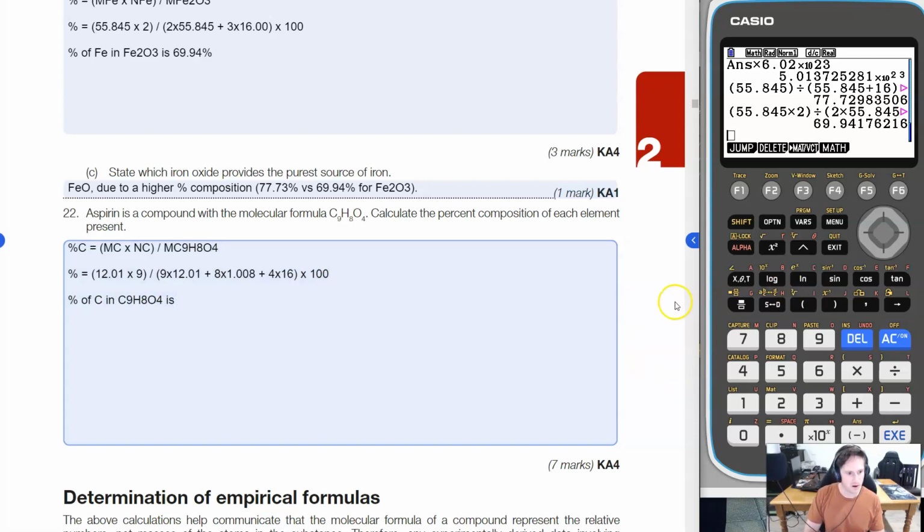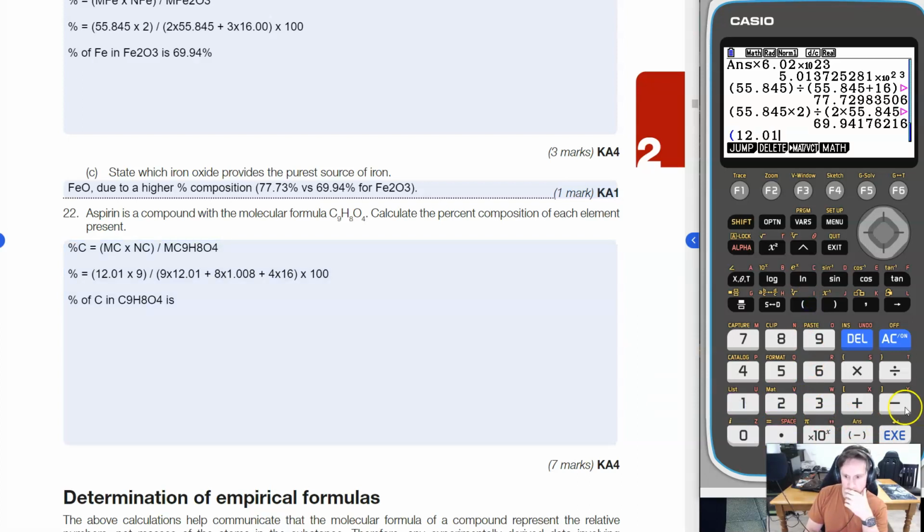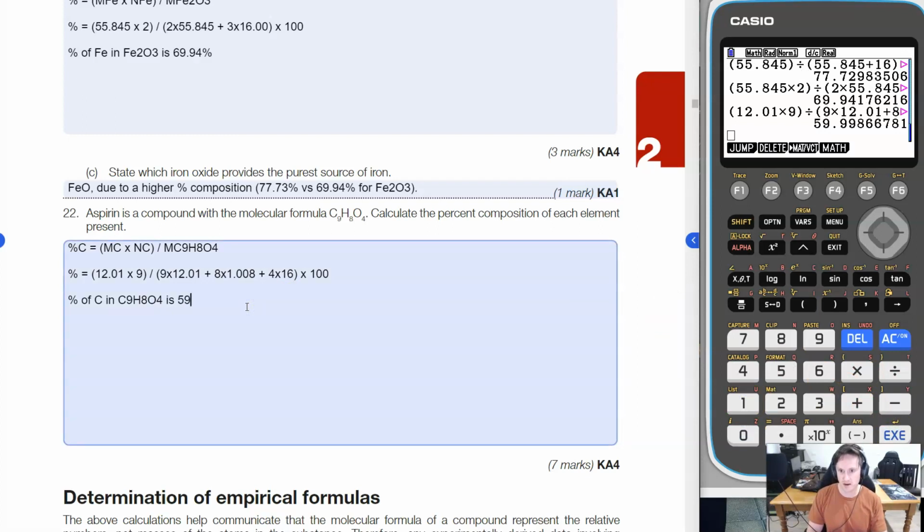So we'll give that one a go. Okay, let's try 12.01 times 9 divided by 9 times 12.01 plus 8 times 1.008 plus 4 times 16, all multiplied by 100. So that gives us 59.99. That's actually rounded up to 60.0%.